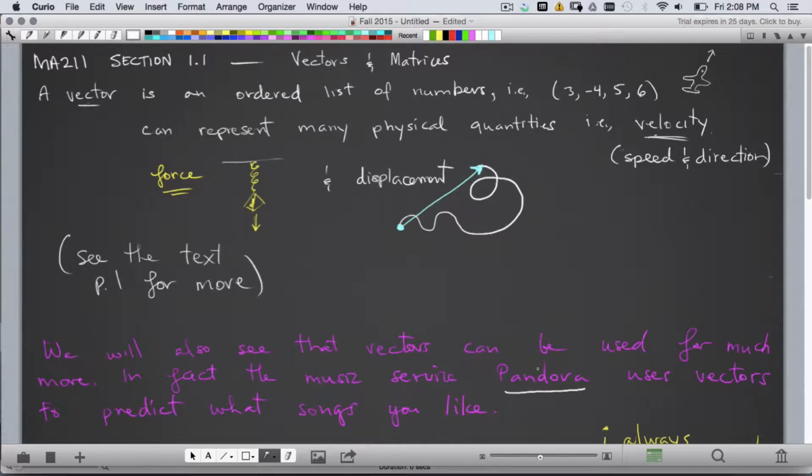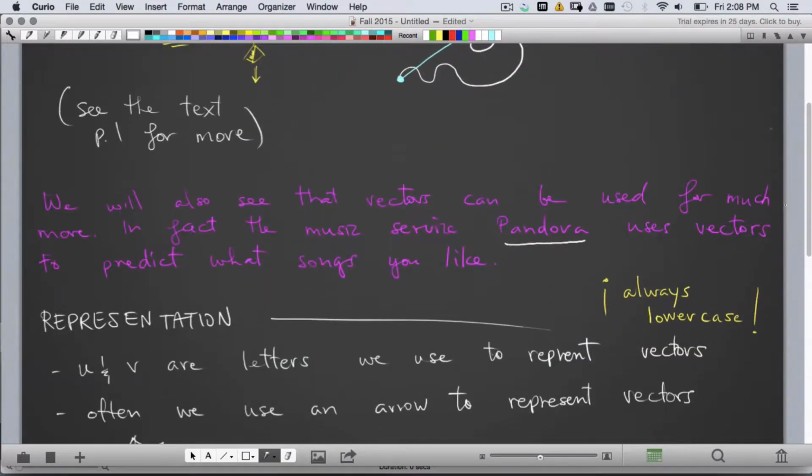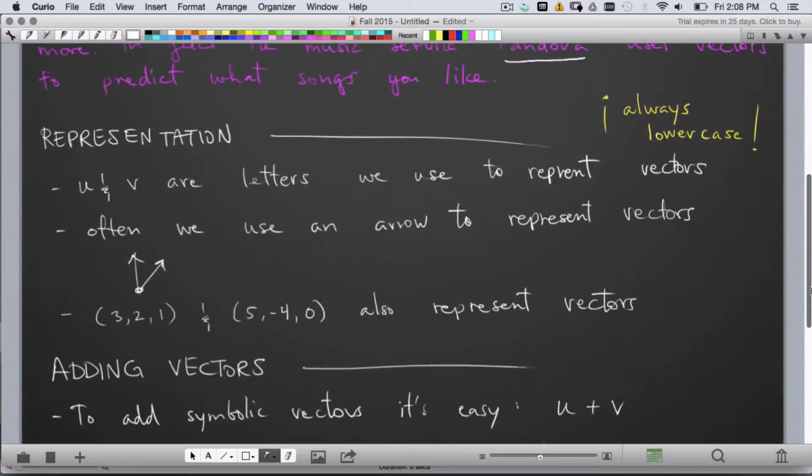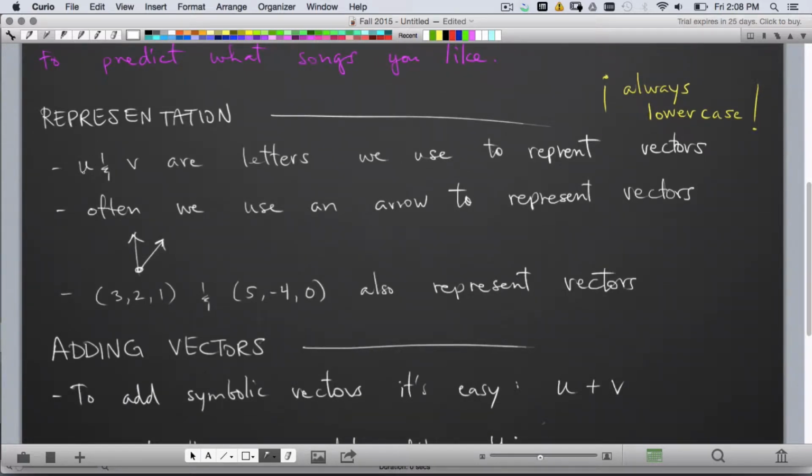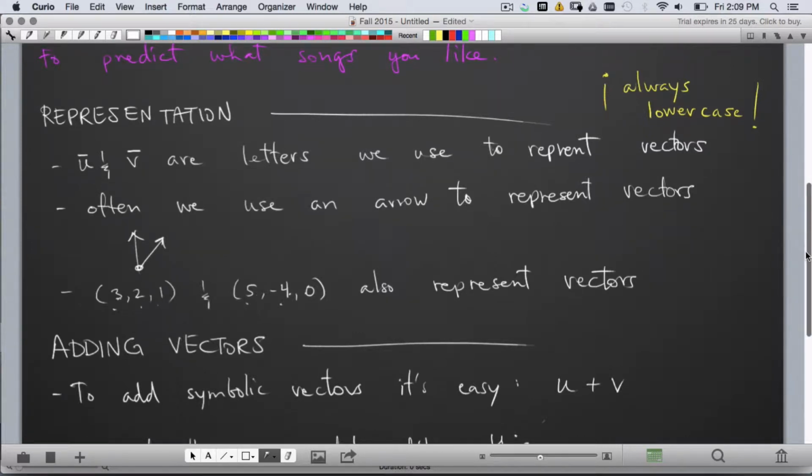Pandora thinks of a song as a vector, and we'll see that sometime later in the semester. One way to represent vectors is by the simple lettering u and v. Sometimes we put bars over the top, and oftentimes we don't when the meaning is clear. We also use arrows to represent vectors geometrically, as well as the list of numbers that I mentioned earlier. All three of these are different representations of vectors.